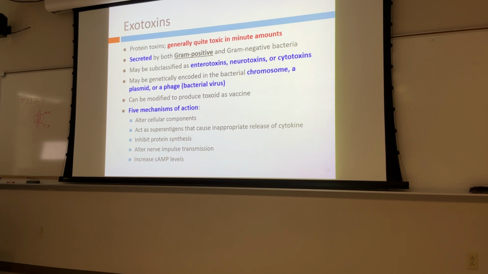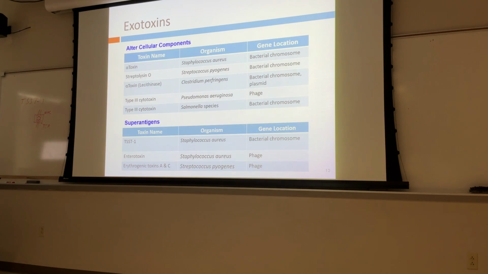An exotoxin can be modified into a toxoid to use as a vaccine. Unlike endotoxins, you can take these exotoxins, generally, and heat inactivate them or use chemicals to inactivate them, and then use that as a vaccine. Your body will make antibodies against that toxin. If you become exposed to the bacterium that's making that toxin, you already have antibodies against the toxin, so the toxin won't work. There are 5 different mechanisms of action for exotoxins generally. We'll talk about these individually.